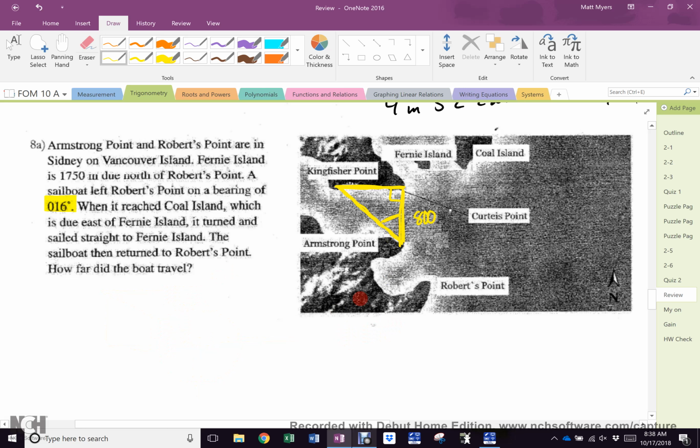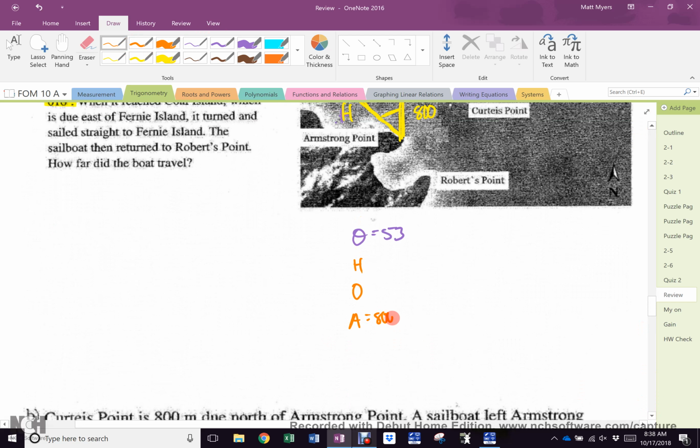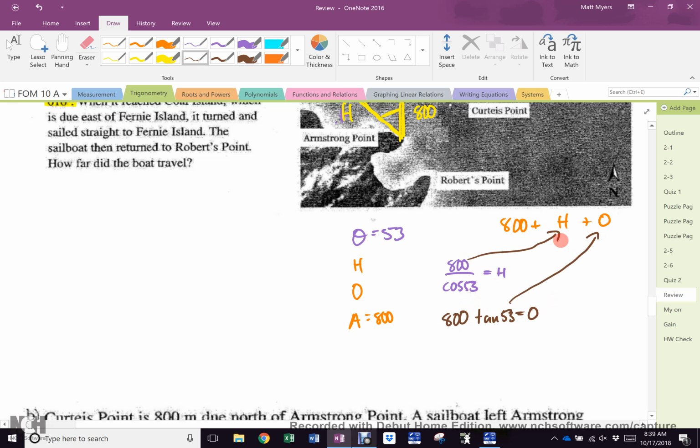I shouldn't be using yellow. My theta's 53. I've got an H and I've got an O. So again, I need H, I need O, but I have what? I have an adjacent of 800. And I know the answer is 800 plus H plus O. So I do the exact same thing. A and H: 800 divided by cos 53 equals H. And 800 times tan 53 is O. And those numbers go in there. And this answer, I think, is the one that's 3,000. But again, I don't really remember.